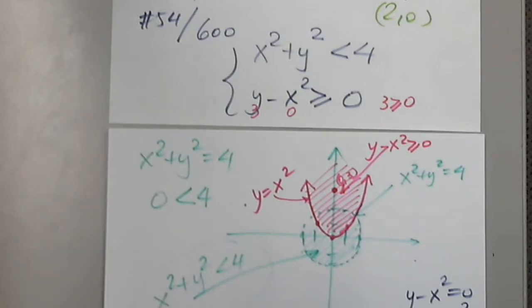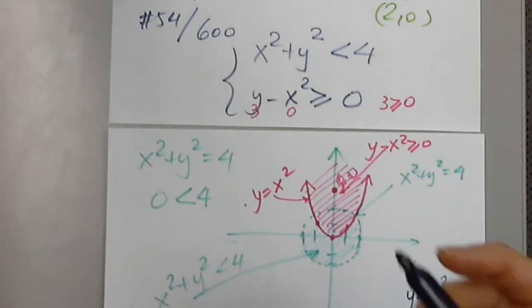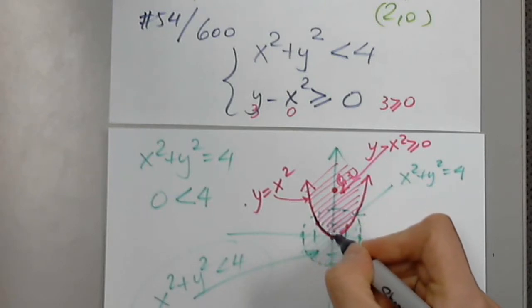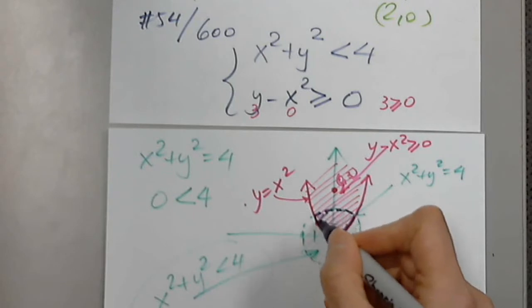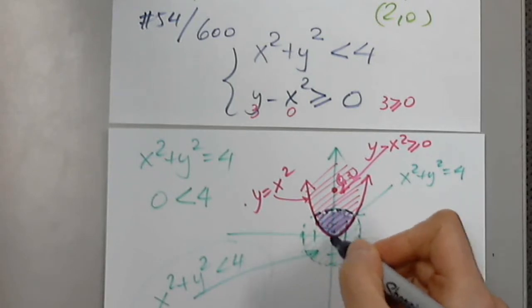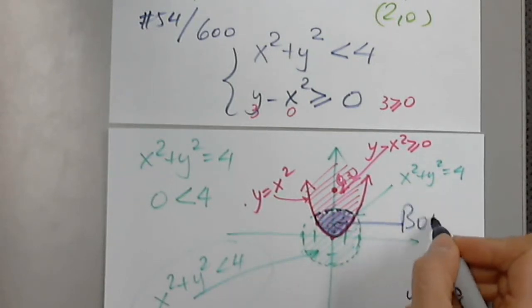So this is y minus x squared greater than or equal to 0. Again, I have a green territory and I have a pink territory because this is a system and both have to happen at the same time. They overlap. So it's everything here except points on the circle and everything else inside. So this is both.